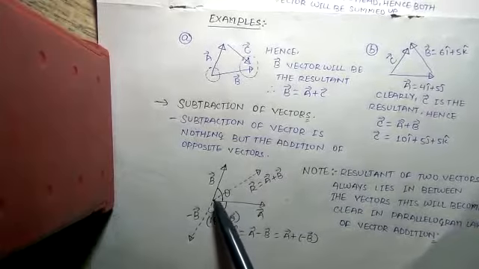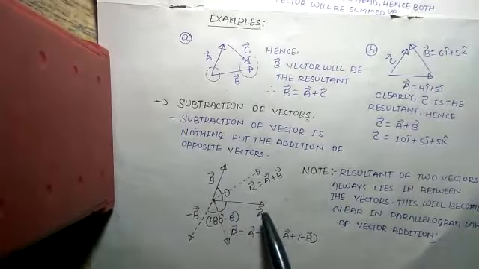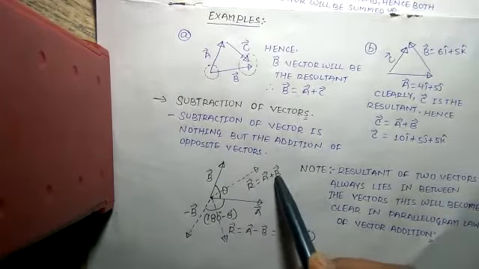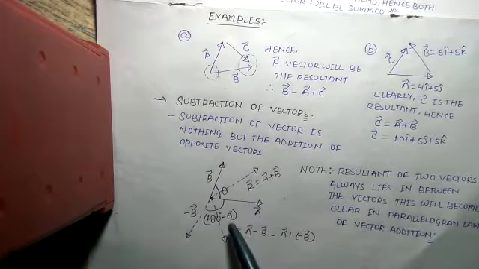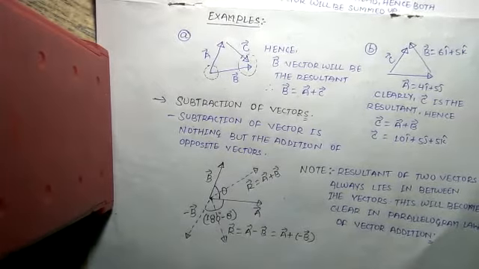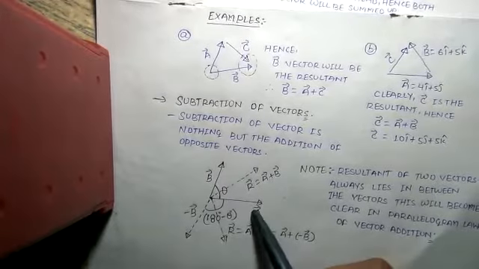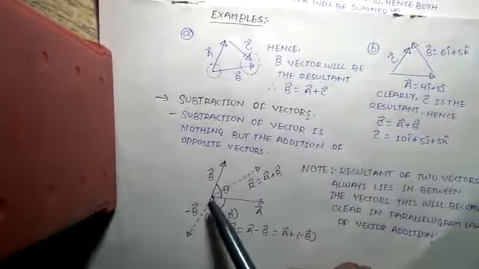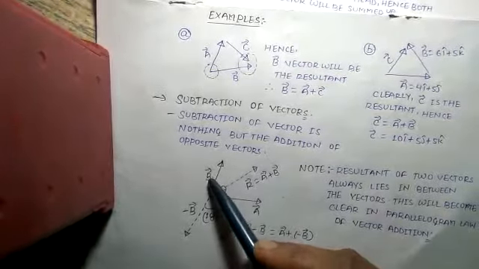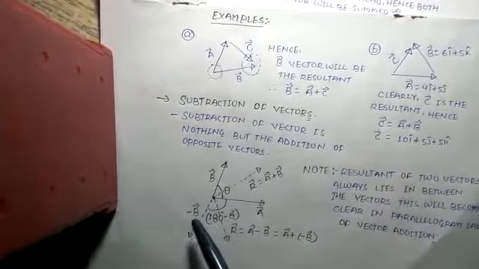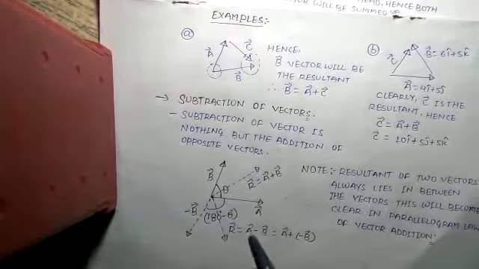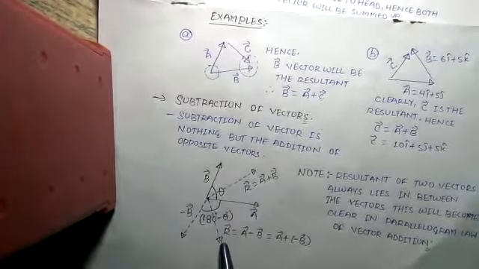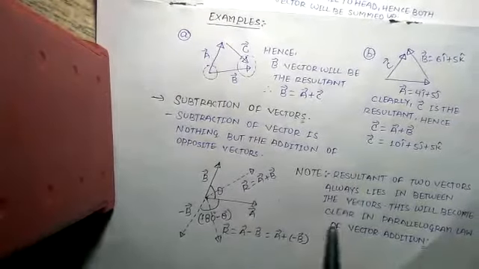I have marked a vector, b vector, and their summation via addition of vectors will give r vector equals a vector plus b vector. But we have to find the subtraction, or the resultant of the vector with the opposite of one of the vectors. Hence we'll just reverse b vector downward, make it minus b, and now sum it up with the a vector, and we'll get r vector equals a vector plus negative of b vector. Hence r vector will equal a vector minus b vector.